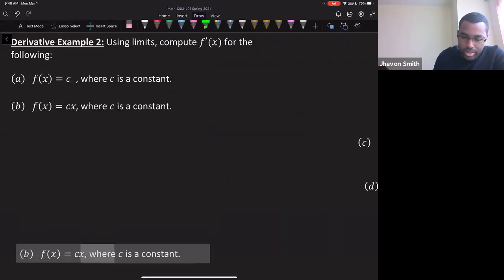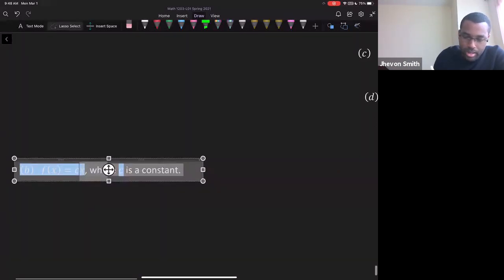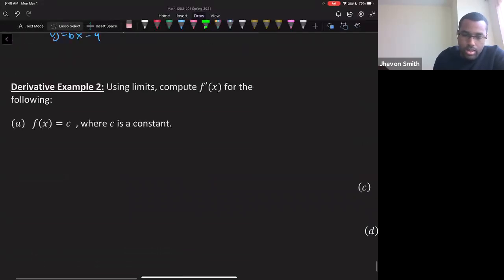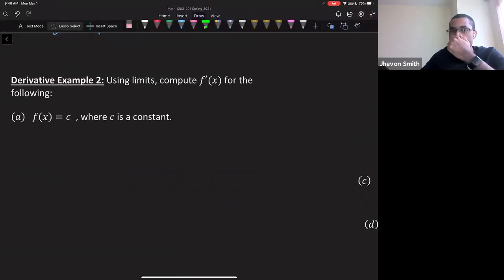Like the final answer. f of x equals c, where c is a constant, right? So like y equals 5, y equals 7, y equals 13, y equals pi. What would be the derivative of such a function? Is it 0? It's 0, right?